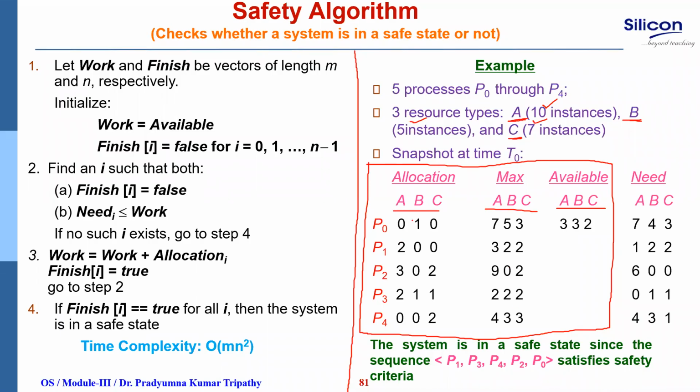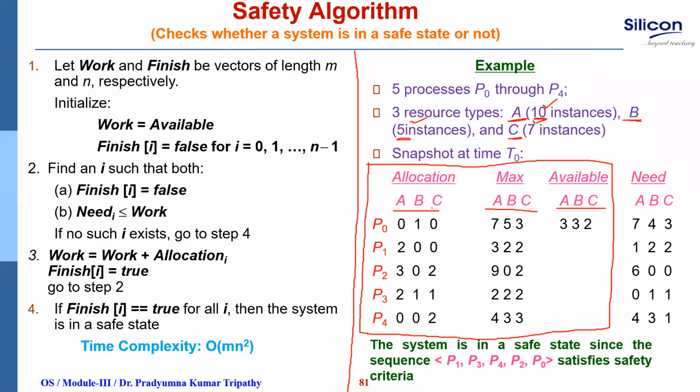Just see over here. How many A are allocated in total? See over here, 3 plus 2, 5, 5 plus 2, 7. 7 are allocated, 3 left. So a total of 10 instances of A are there. B: 2B are allocated, 1, 2, 2B, and 3 are available. So 5 number of B are there.